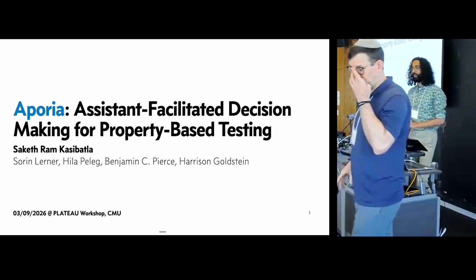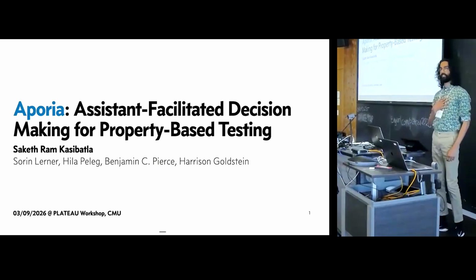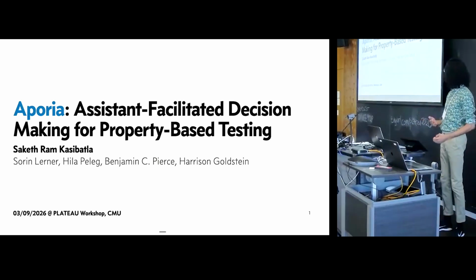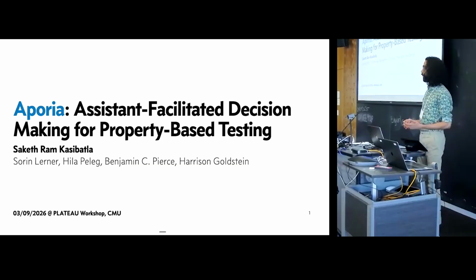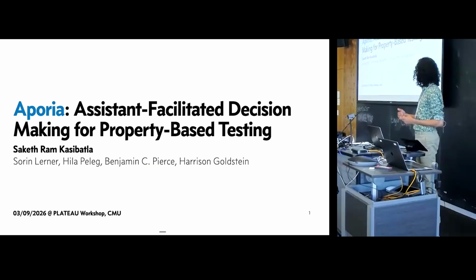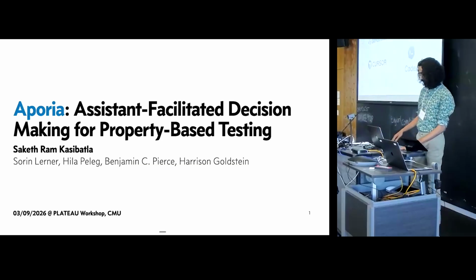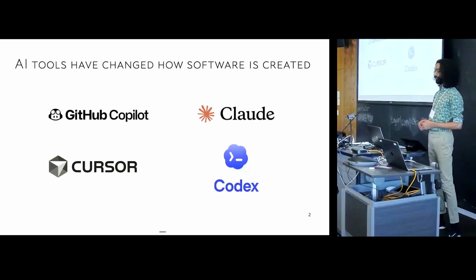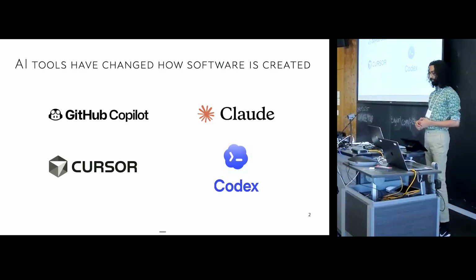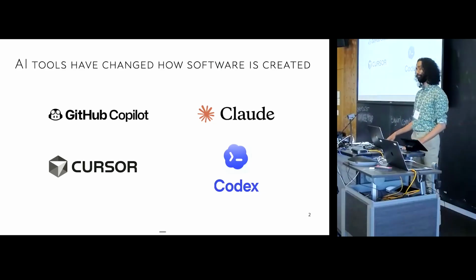Alrighty. Hi, everybody. I'm Saketh, and today I'm going to talk to you about a tool that I've been building with all these lovely collaborators. We are trying to explore new ways to have AI agents help with decision making when building code for you. Since their introduction, AI tools have changed how software is written today, and AI agents like Cursor, Claude Code, and Codex can now autonomously perform complex tasks that make large changes in a code base.